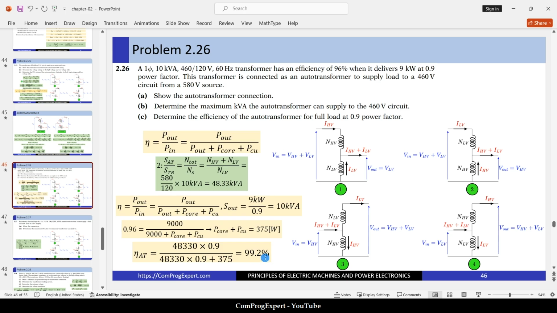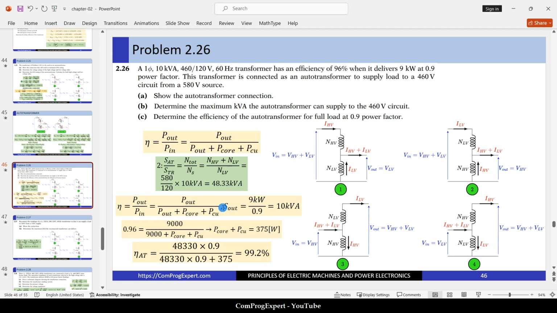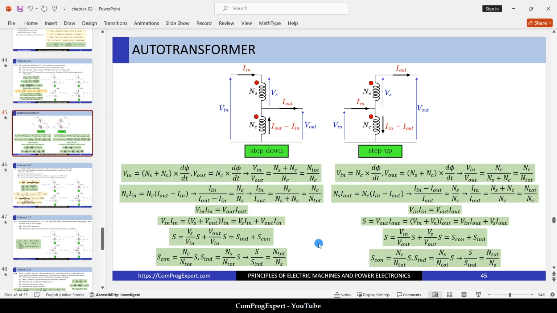The efficiency of the auto transformer is higher than the transformer. What is the reason? Because we have the same amount of core and copper loss, but we are delivering more power. Yes, this is the reason. Here you can see the same number for this problem. So you can repeat the calculations for solving auto transformer problems, right? You need to consider these conditions. Also, we have these important equations.